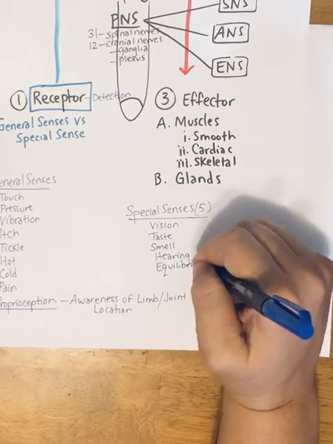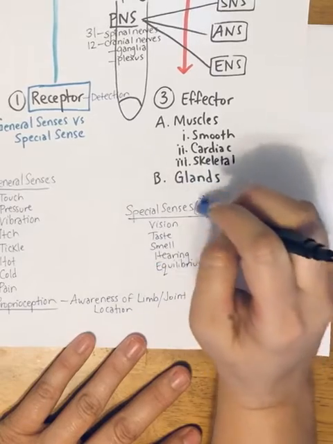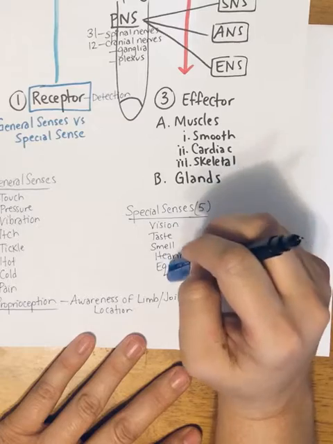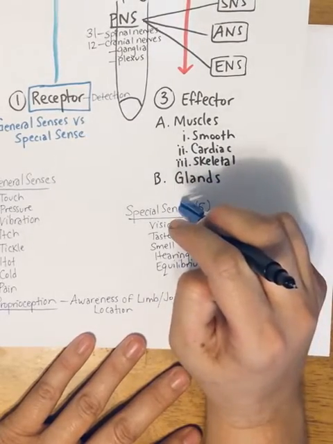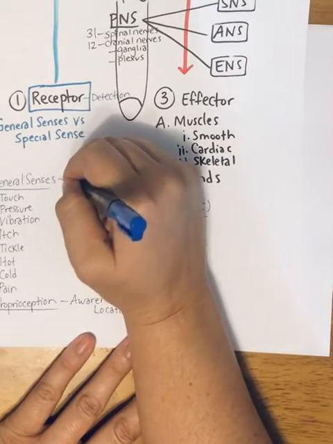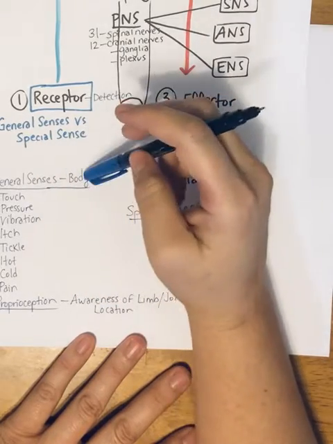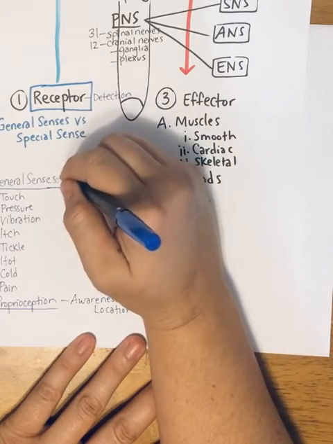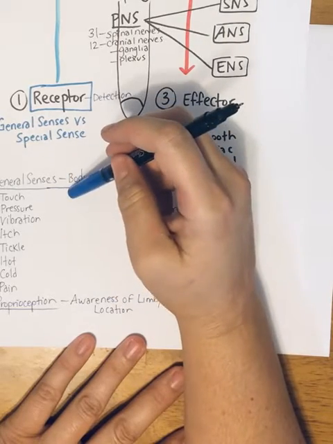Now, most of your special senses are going to be controlled by your cranial nerves, because cranial nerves go to the head and neck, where most of your special senses are located. The receptors for special senses are located in the head and neck, whereas general senses are called body senses. The receptors that we're going to talk about are going to be all over the entire body. So these are body or somatosensory senses.